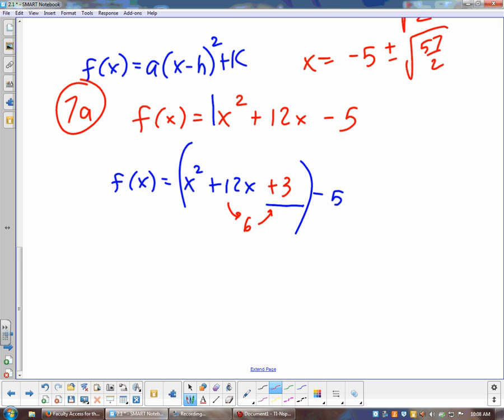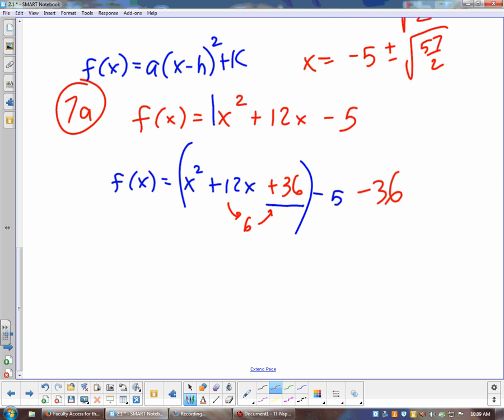Square that is 36. But if I add 36, I just changed my function. So I need to undo that because I don't want to mess with the left side. I still want my left side to just be f of x, right? I don't want f of x plus 36. So I'm going to subtract 36 over here on the same side. I'm adding 36 to the function and subtracting 36 from the function to keep the function the same. Would it be okay if we just did minus 41?